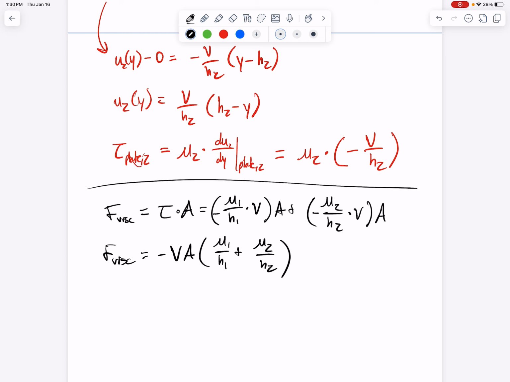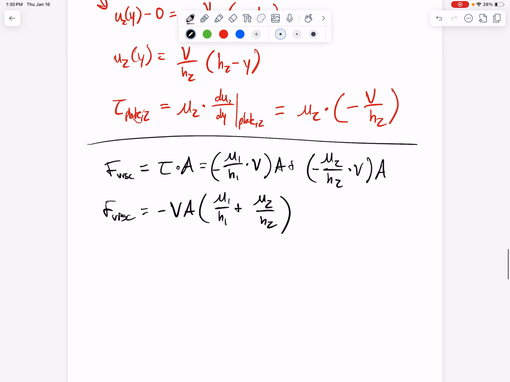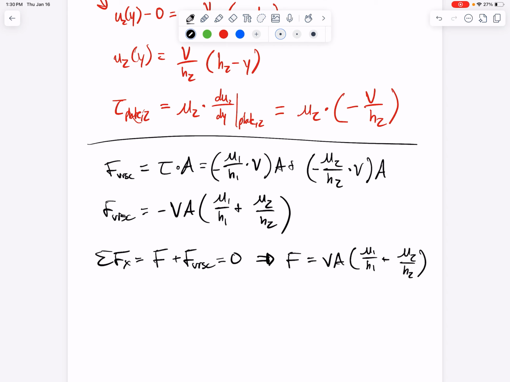I guess to maintain equilibrium, the force being applied to the plate should counteract the viscous force. Therefore, we have our force value being the positive value of the viscous force. Any questions? Okay. I'll give a little more time for the next problem, and after this problem, I'll let you guys go.